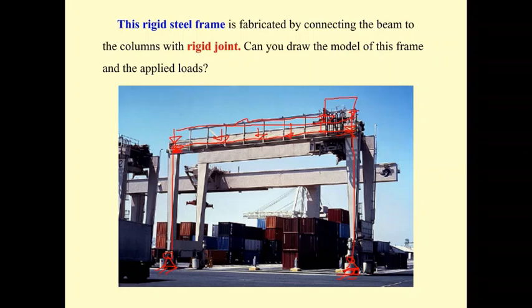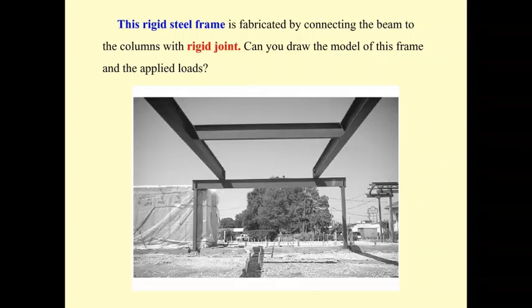When you draw it, this line is going to represent the centroid of this beam and this column, and the centroid of the beam is going to be a straight line. And next, another rigid frame. If you take a look at this rigid frame, the support here can be a pin support, and also over here can be a pin support.